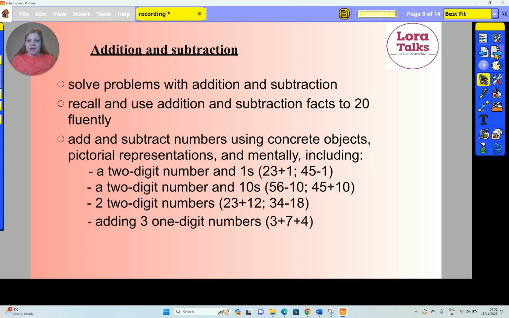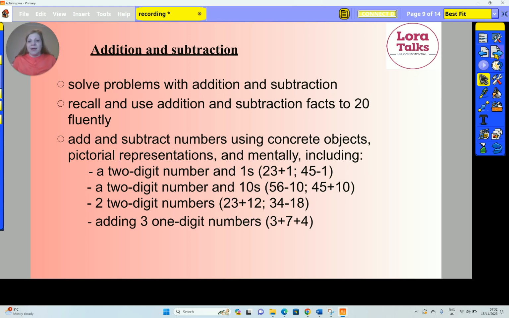Now, they need to know the addition facts to 20 fluently. So, for example, like we talked about number bonds, it's the same to 20. So you will know like 18 plus 2 is 20, 13 plus 7 is 20, things like that. So you need to know them and do it basically mentally, using your fingers or counting on and counting back.